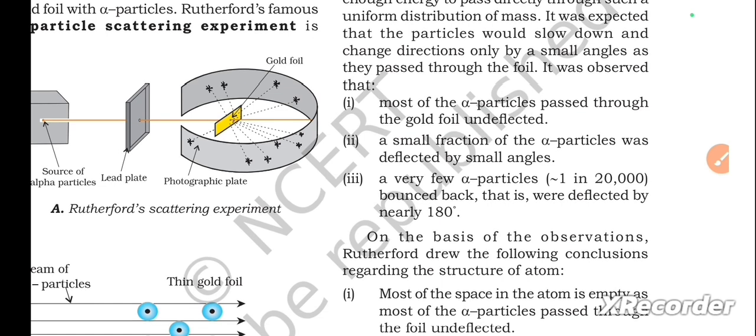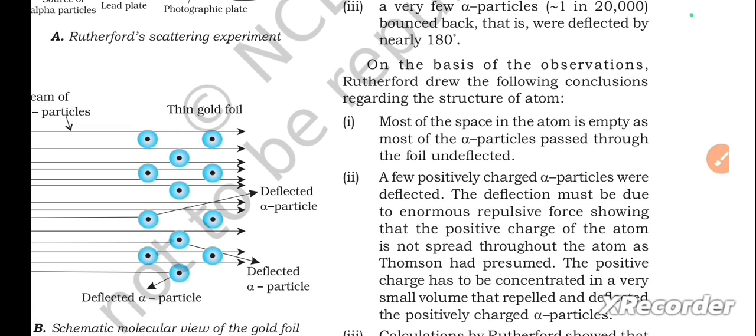Let's see. First point, most of the alpha particles passed through the gold foil undeflected. Second point, a small fraction of the alpha particles was deflected by small angles. Third point, a very few alpha particles, 1 in 20,000, bounced back, that is, were deflected by nearly 180 degrees. On the basis of the observations, Rutherford drew the following conclusions regarding the structure of atom.